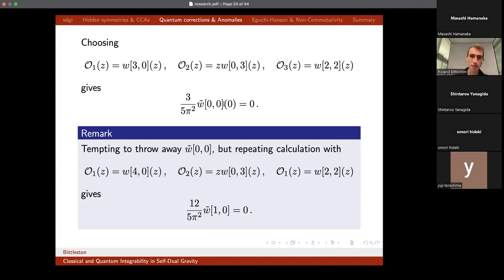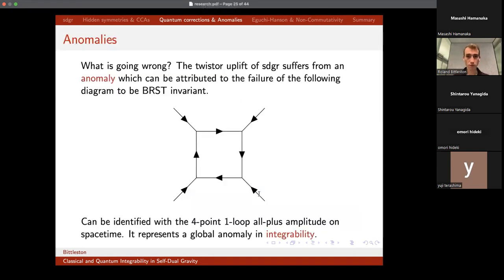Well, unfortunately, this is just sort of the first of a tower of associativity failures. So if you throw that one away, I go one higher, I replace this W30 generator with a W40 generator. I do exactly the same computation, and now I find a non-central generator has to vanish. So you see that this really is catastrophic. This is total disaster. Okay, what on earth is going wrong?